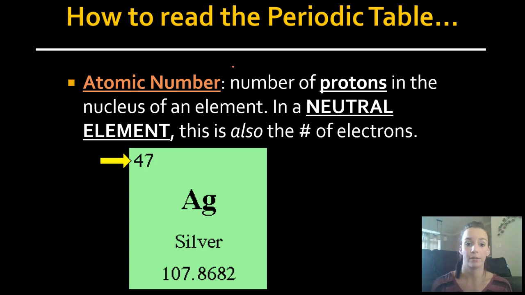So how to read it? Like I just said, the atomic number is the protons of an element. And in a neutral element, this is also the number of electrons. If you see here, we have our atomic number, which is 47, meaning silver has 47 protons and 47 electrons.